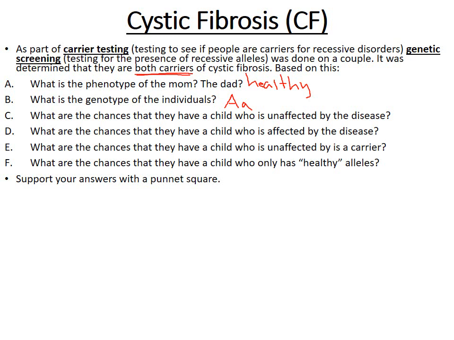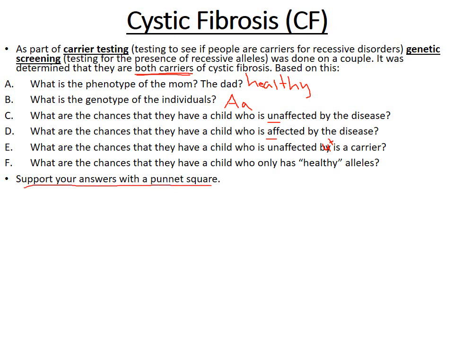What are the chances that they have a child who is unaffected by the disease? What are the chances that they have a child who is affected by the disease? What are the chances that they have a child who is unaffected, but is a carrier? I should have said but is a carrier. And then what are the chances that they have a child who only has healthy alleles? And then we're going to support our answers with Punnett squares.